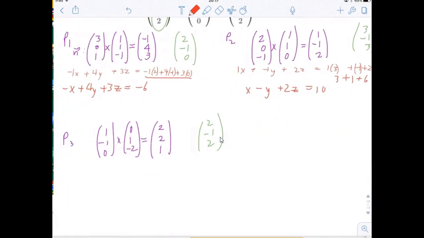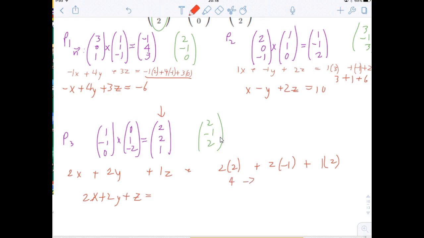Last one. Now I'm going to put the coefficients here, 2, 2, 1 equals 2, 2, 1. And I'm going to multiply times x, y, z. And I'm going to multiply here by the position vector, 2, negative 1, 2. So this one is going to be 2x plus 2y plus z equals 4 minus 2 plus 2, which is 4.